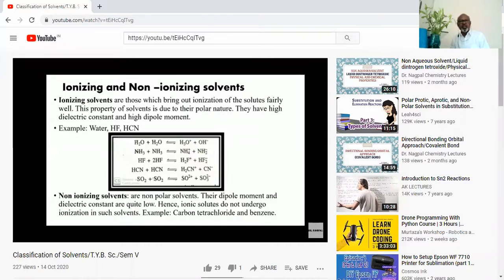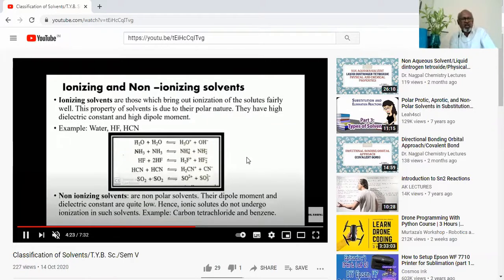Yesterday we discussed that there exist two types of poles. One is a positive pole, another is a negative pole. They have a high dielectric constant. That means they are capable of dissolving solutes very easily. That is known as a high dielectric constant. And they also have high dipole moments. Here, certain examples I have quoted: water, liquid HF and liquid HCN.